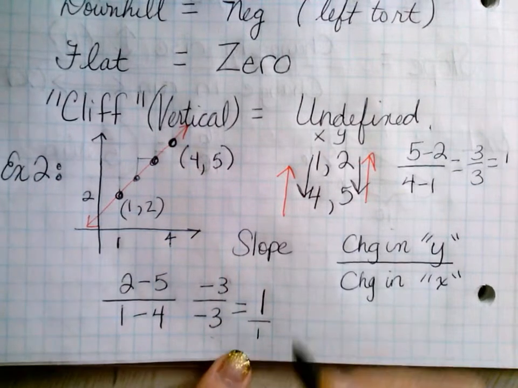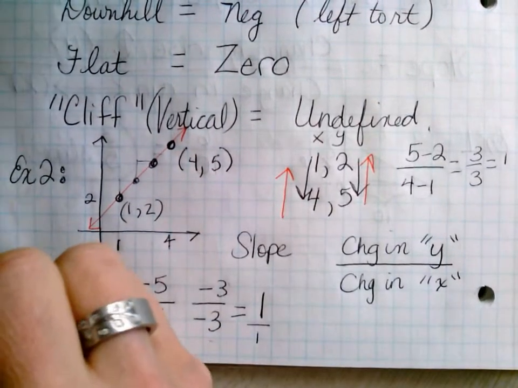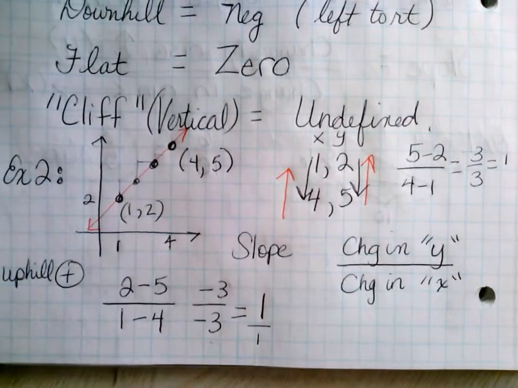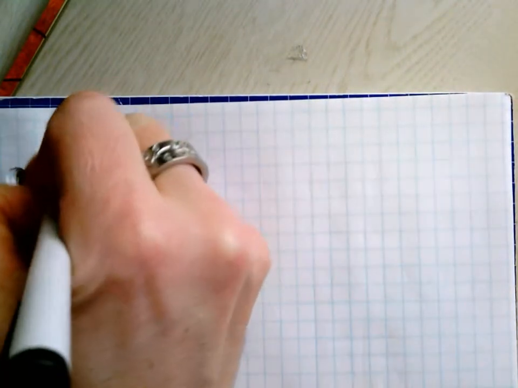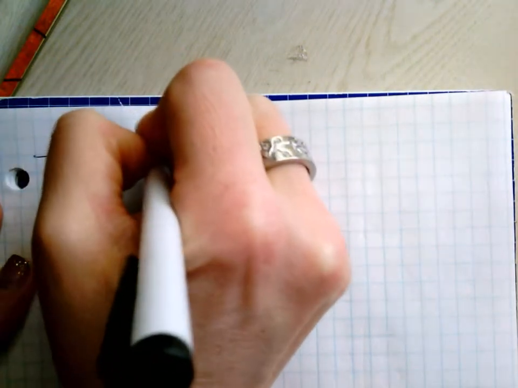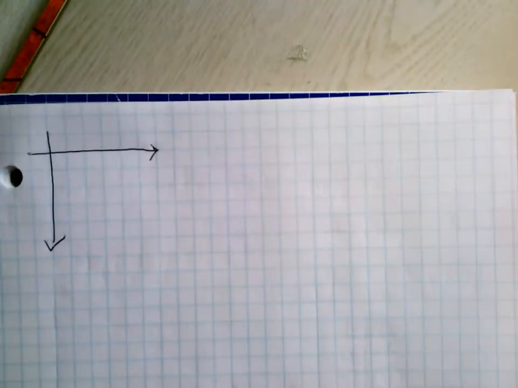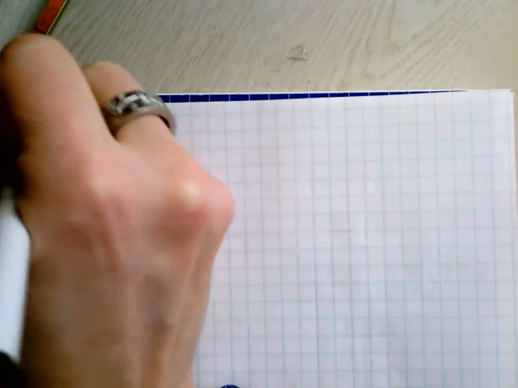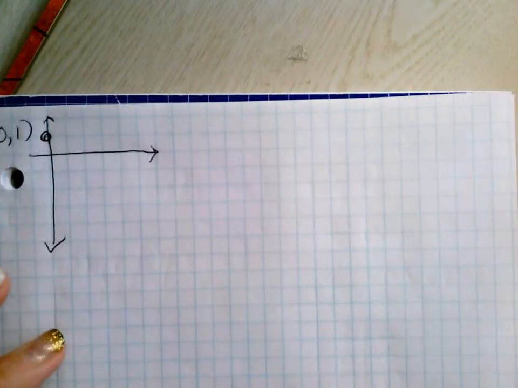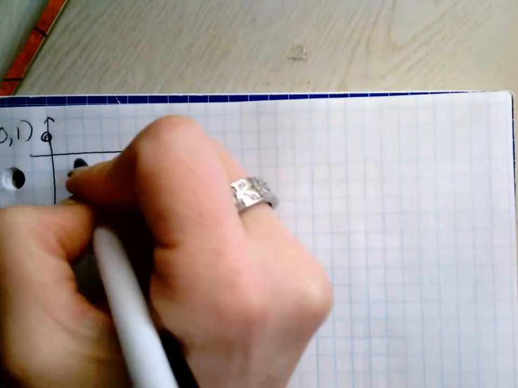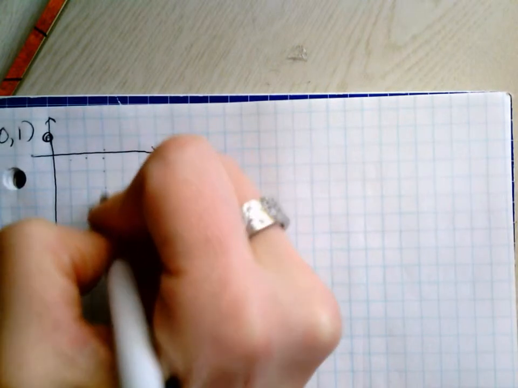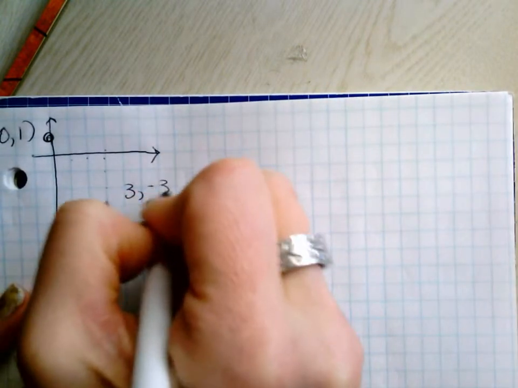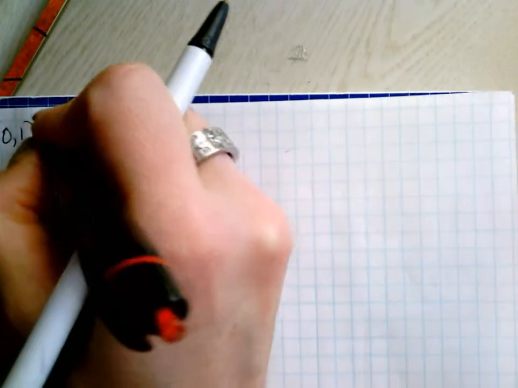Okay? This was a positive slope because it's uphill. Okay? So it was positive. Another example is the one below it, which looks like it has a negative slope. So I'm going to draw this quadrant here. It's all I really need. And it looks like I have a point (0, 1), which is right there, over 0, up 1, and (3, negative 3). 1, 2, 3. 3, negative 3. Okay, there's my other point.